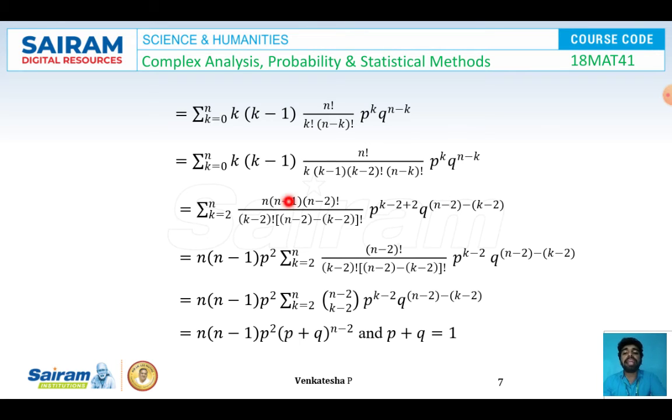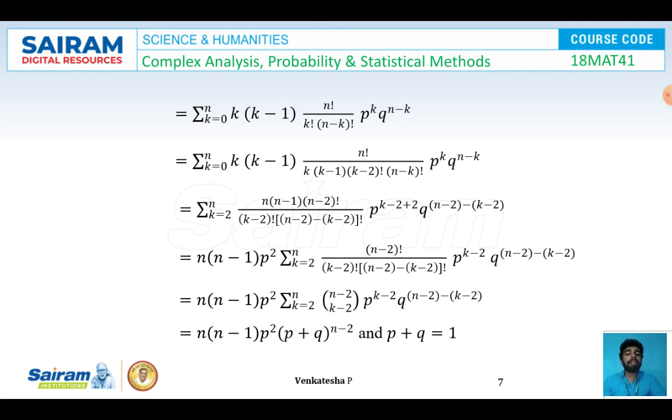So I'm taking n minus 1 and 1 p square term outside. So summation k from 2 to n, n minus 2 factorial divided by k minus 2 factorial into n minus 2 minus k minus 2 factorial, p power k minus 2, q power n minus 2 minus of k minus 2. So this will be equal to again combination. So I got the expression n minus 1 p square summation k from 2 to n minus 2, c k minus 2, p power k minus 2, q power n minus 2 minus of k minus 2. We got it. So this will be equal to again p plus q whole power n minus 2. I got the expression n minus 1 p square into p plus q whole power n minus 2.